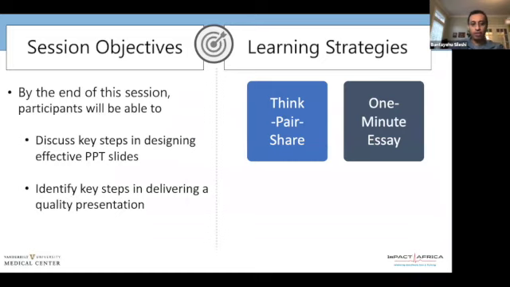So my objectives for this session are that you'll be able to discuss key steps in designing effective PowerPoint slides, and that you'll be able to identify key steps in delivering a quality presentation.